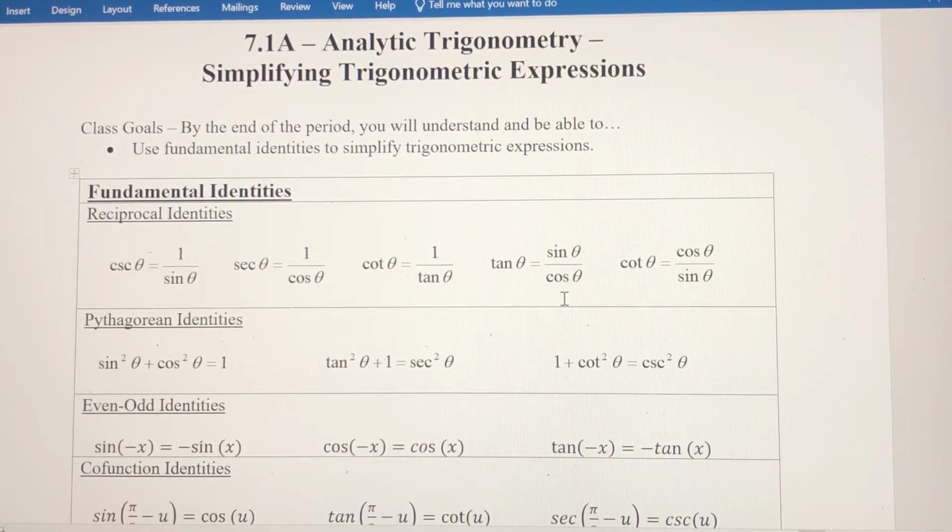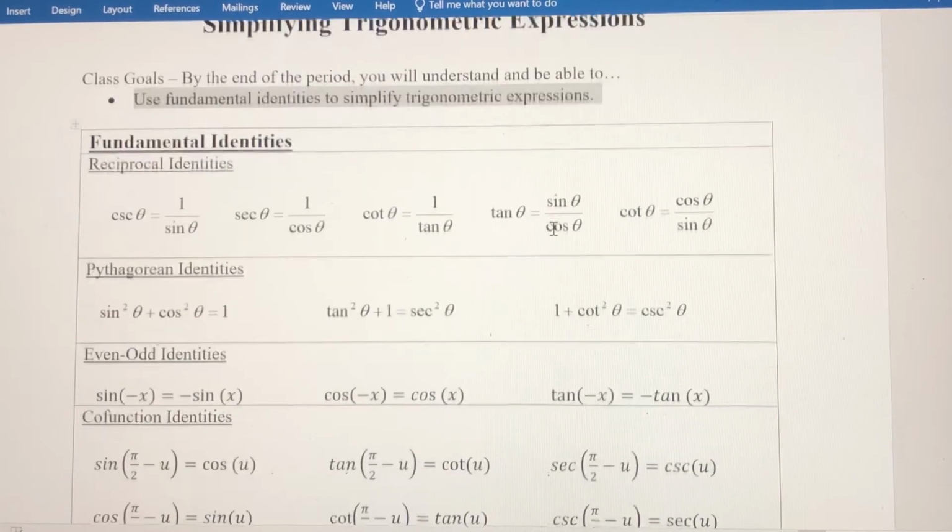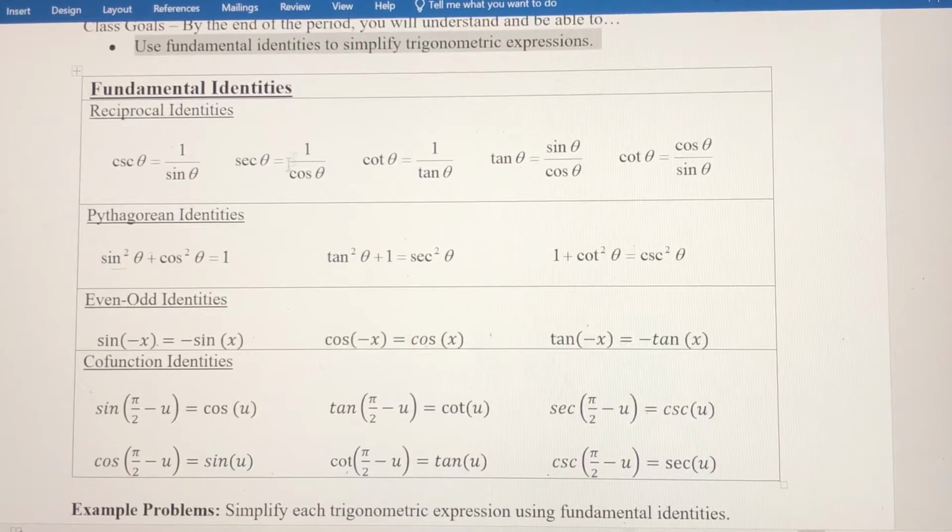So in this video, we're going to be simplifying trigonometric expressions. We're going to use fundamental identities to do so. I've listed a lot of the fundamental identities here. The reciprocal identities we're going to focus on. We've got these 6. Sometimes these are referred to as quotient identities, and the Pythagorean identities we'll focus on here.